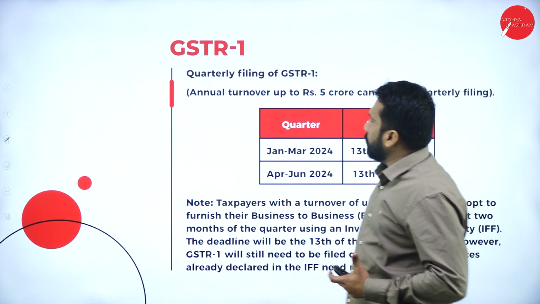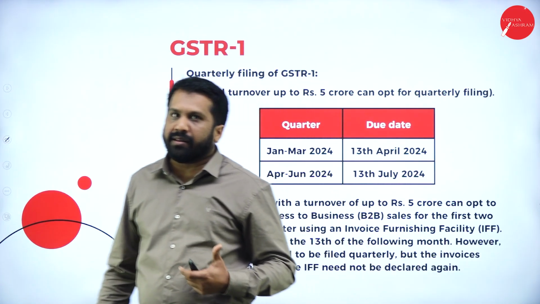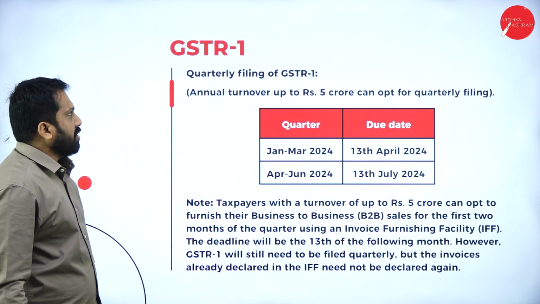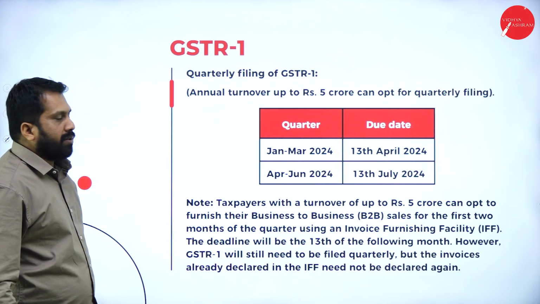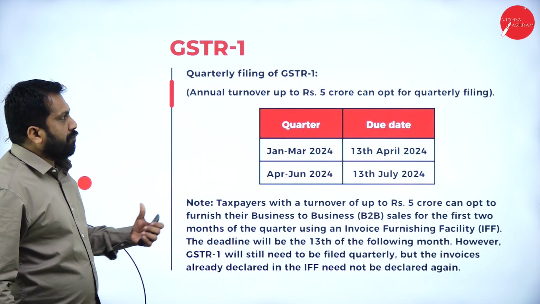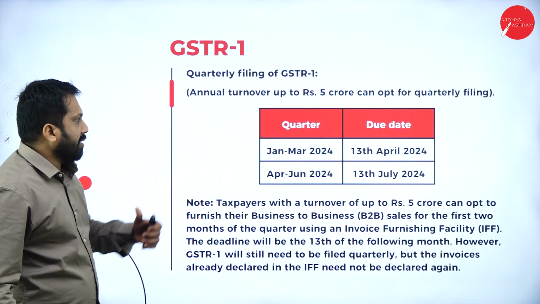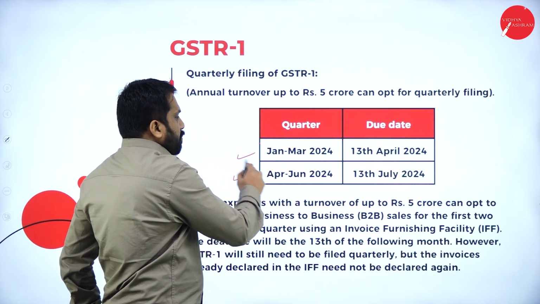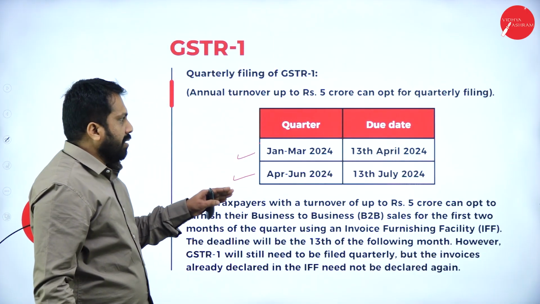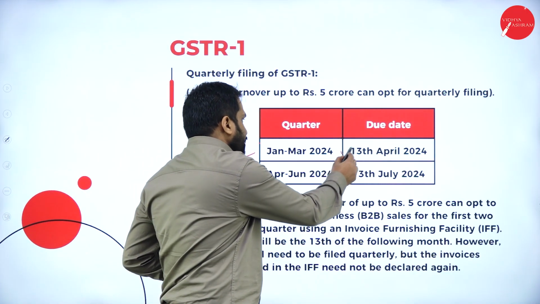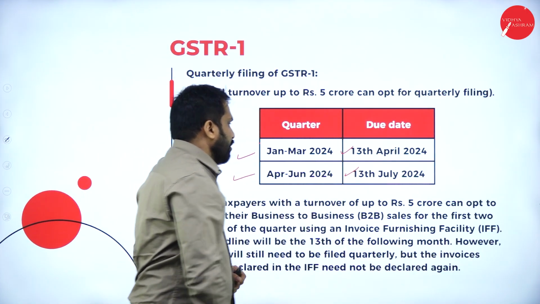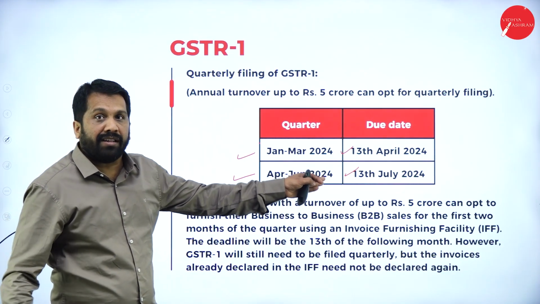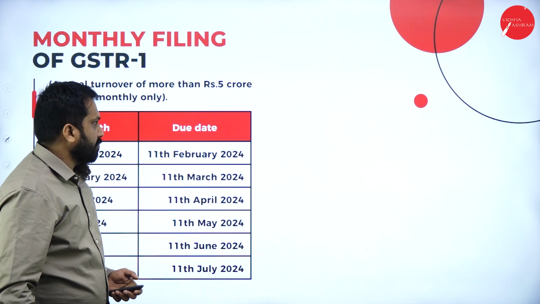Along with that, the due date, usually quarterly and monthly, differs based on your turnover. Quarterly filing of GSTR 1 applies if annual turnover is up to 5 crores. Up to 5 crores, the returns are quarterly: Jan to March, April to June quarter. The dates are 13th April and 13th July. Once the June month has ended, you have 13 days to file your returns.